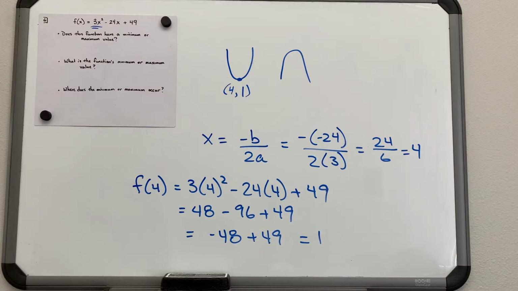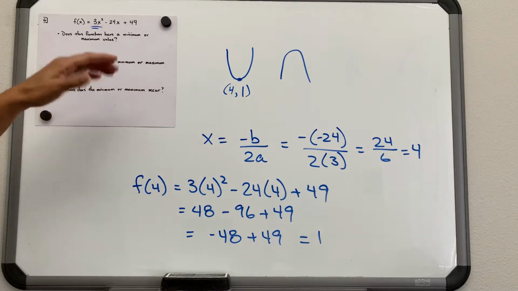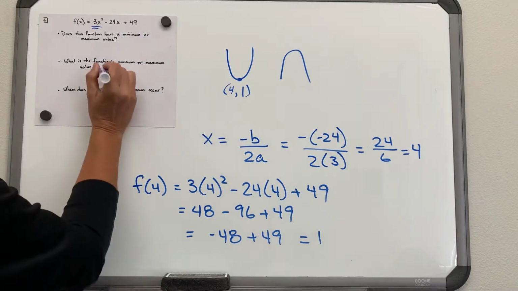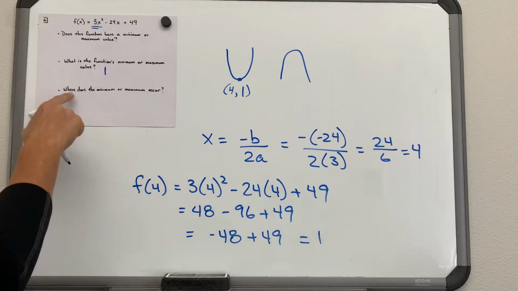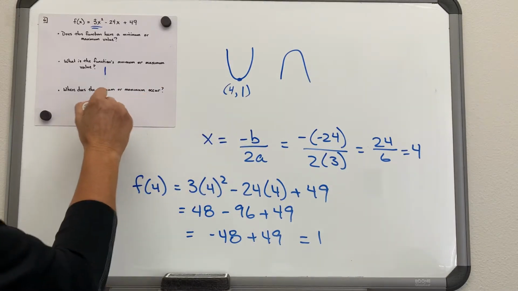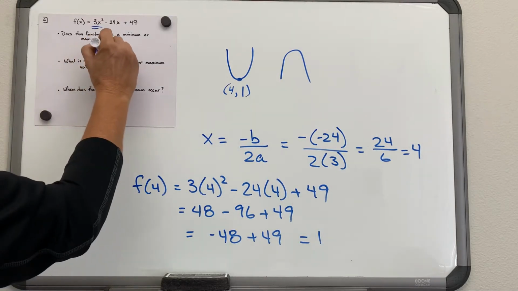What's a little bit tricky about these questions is determining which piece of the point they're asking about. So when it says, what is the function's minimum or maximum value? A minimum or maximum has to do with height. So that would be the y coordinate. So that would be a 1. And then it says, where does the minimum or maximum occur? The where is the x coordinate. So that occurs at 4.